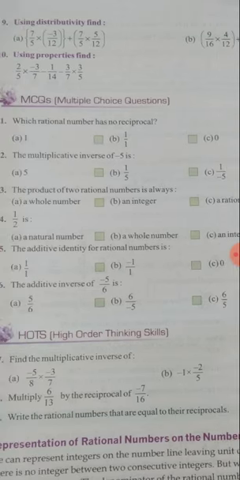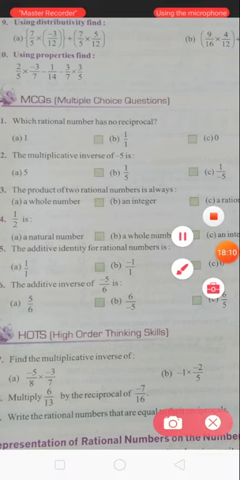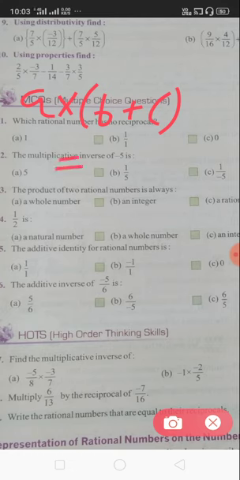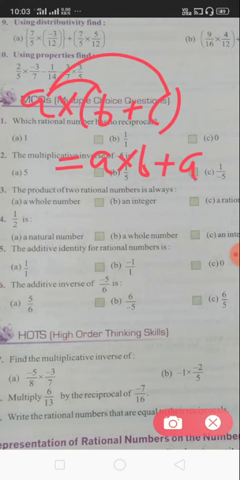Okay, we have to use the distributive property. First I will tell you what the distributive property is. A multiplied by (b plus c), what will you get? A into b: multiply this first, then multiply this, plus a into c.